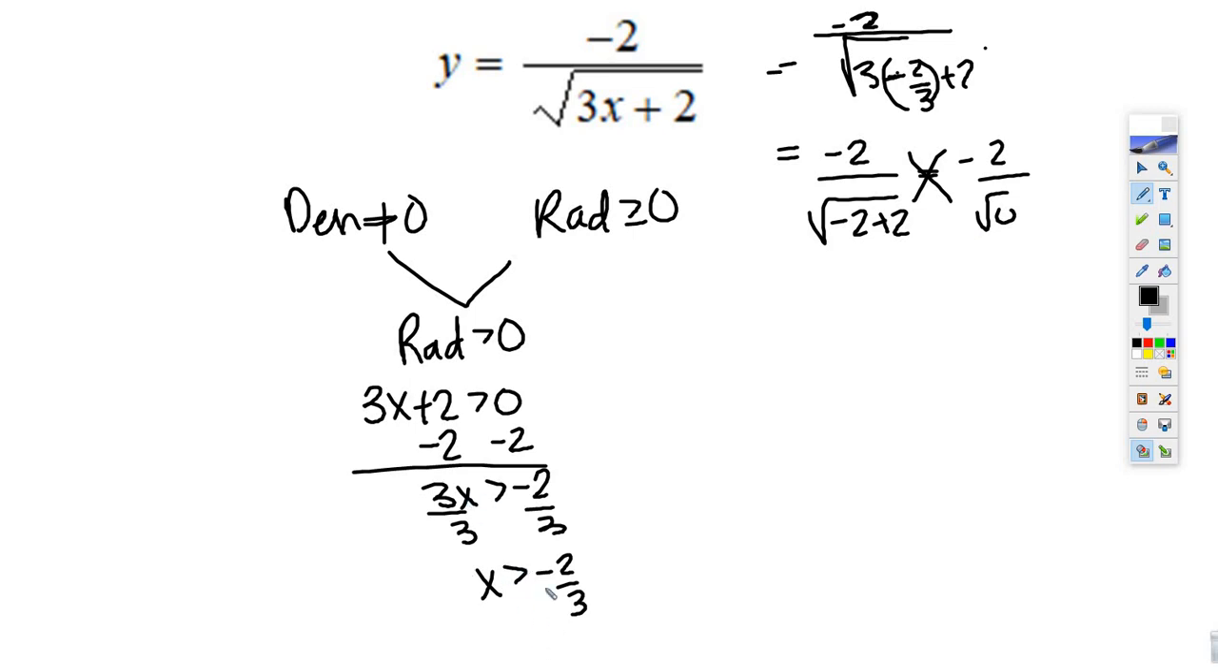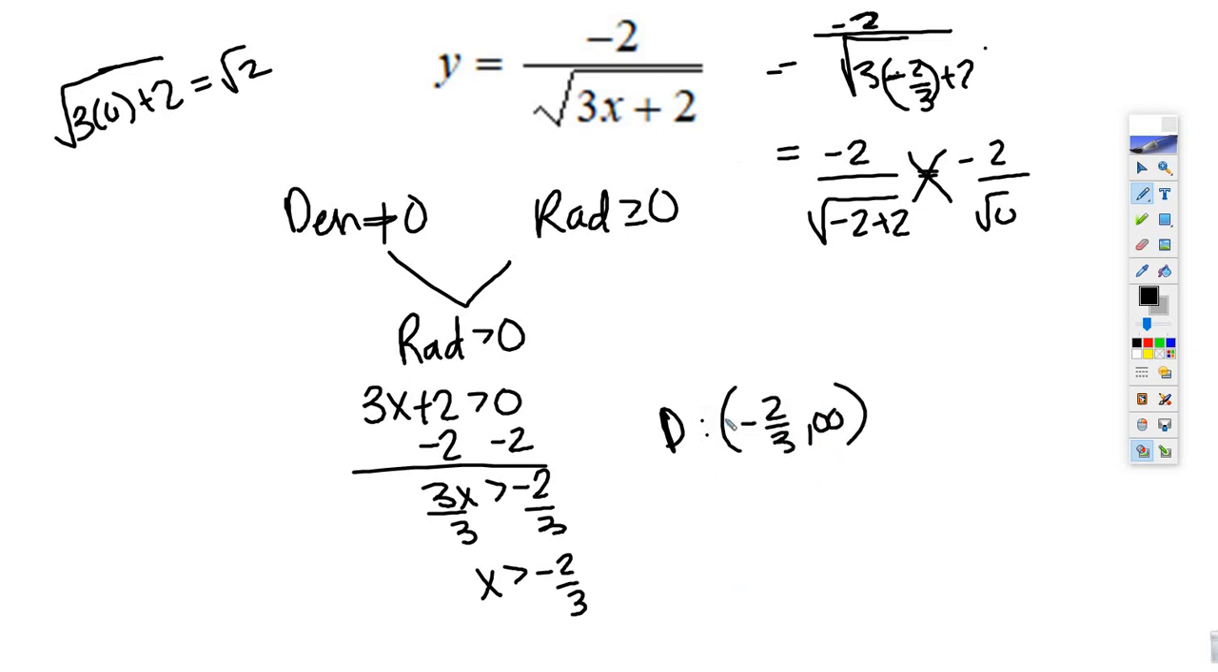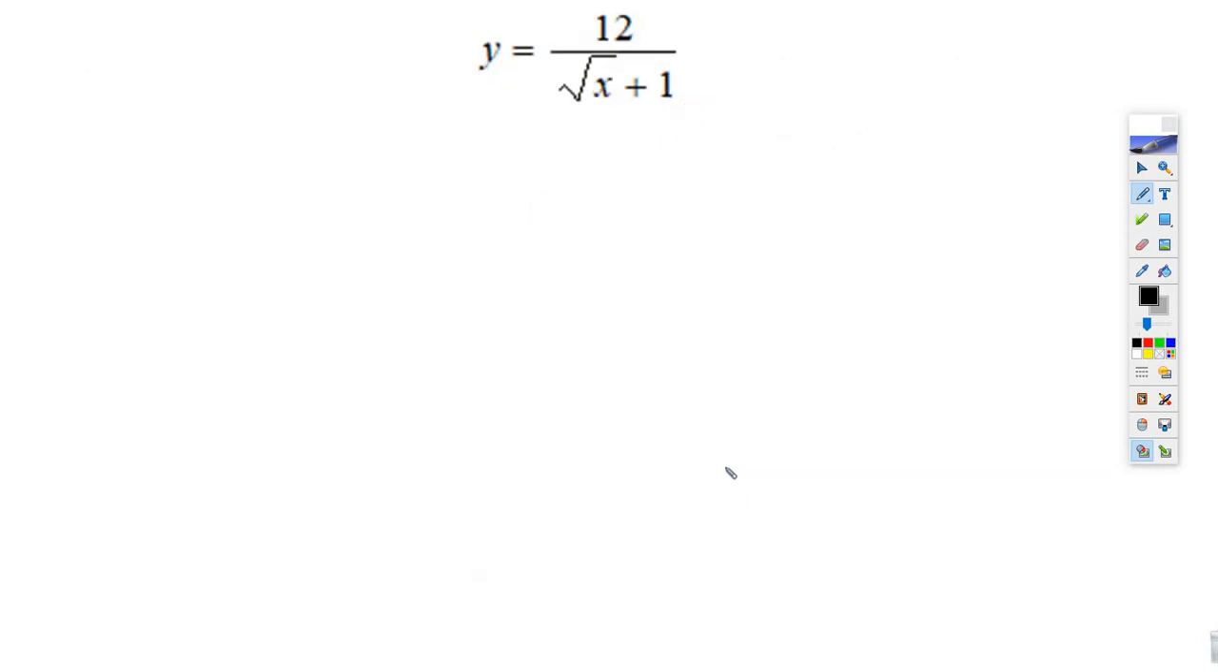But anything greater than negative 2 over 3 can absolutely be included. And a lot of times you want to say that 0 is discluded because it can't be in the denominator. But remember that the square root of 3 times 0 plus 2 is just the square root of 2. And that's totally allowable in the denominator. So my domain would just be negative 2/3 to positive infinity, and we're just going to disclude that negative 2/3.